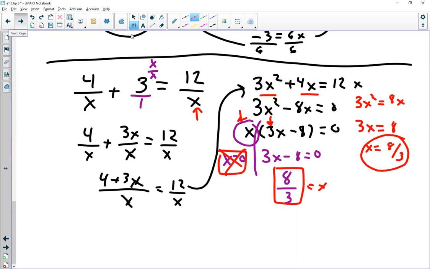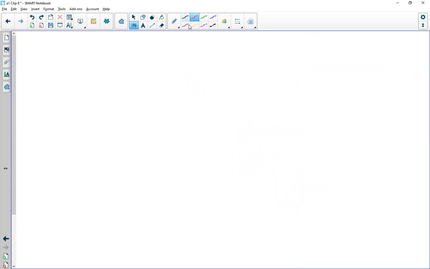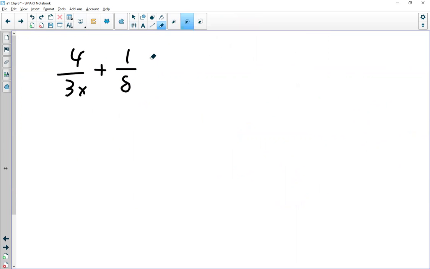Right, last one. 4/3x plus 1, nah, yeah, let's assume 6 equals 5x over 2. You're definitely like planning like.